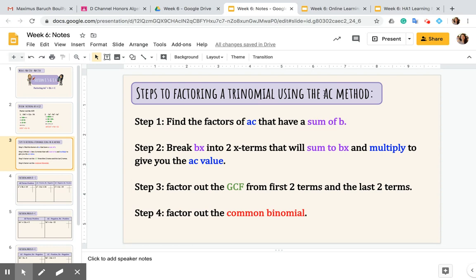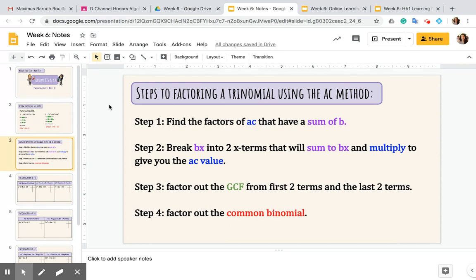So this is sometimes called the AC method. I have been taught in the past, it's been called the split the middle method is what it was called when I was taught this, but it's typically in your textbook and other teachers will probably call it the AC method.